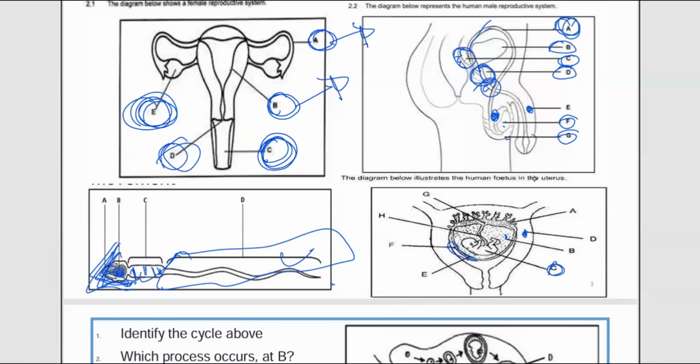How do you call that? We call it chorion. Please don't call it choroid, because choroid is found in the eye. This is called the chorion. Then we have this one, which is the umbilical cord. It's the umbilical cord.